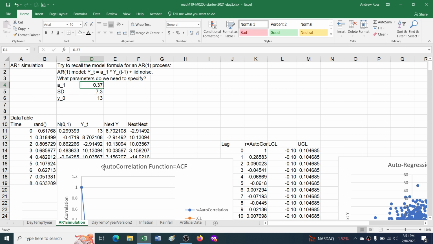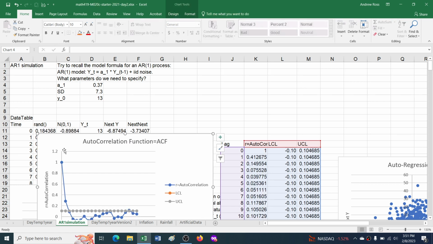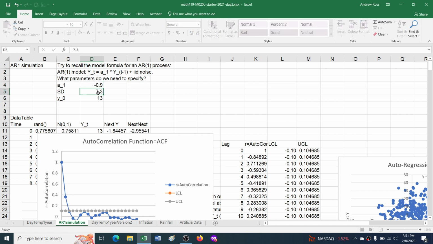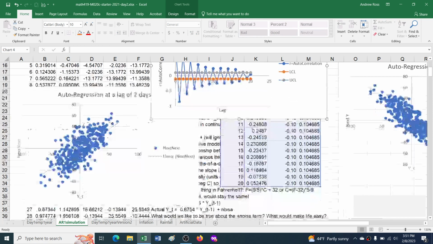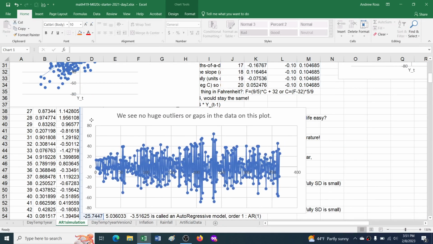And let's take a look at the autocorrelation function graph. It's actually okay to use a negative value for A1. How about negative 0.9? And let's take a look at the data set itself. Here's the data set itself.